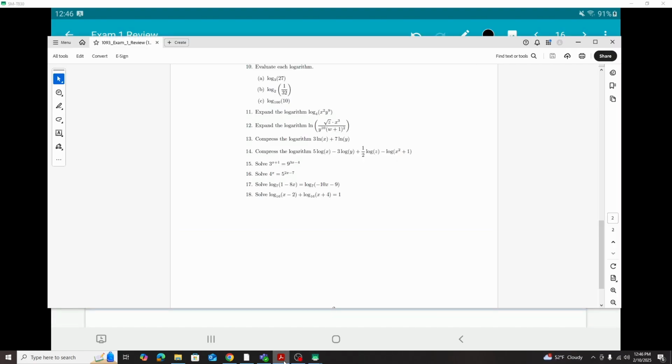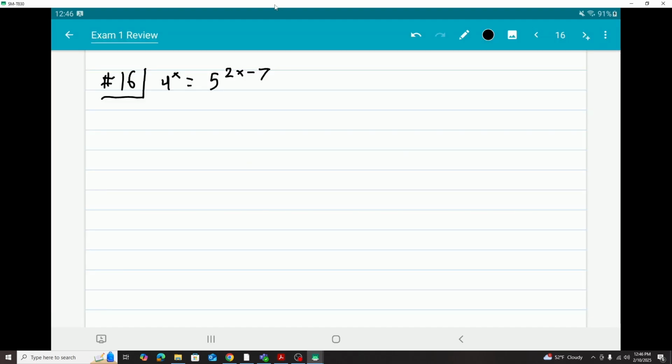Problem 16 asks us to solve 4 to the x equals 5 to the 2x minus 7. Last time, for 15, we were able to get a nice similar base, turning 9 into 3 squared. But here there really is no reasonable number that takes us from 4 to 5. So what do we do in that situation?